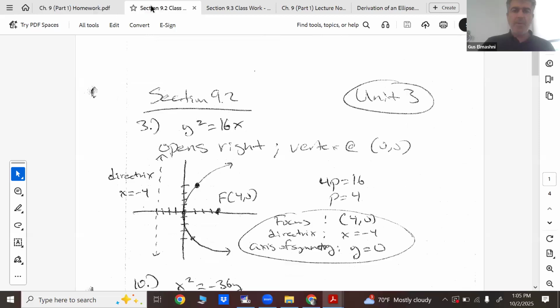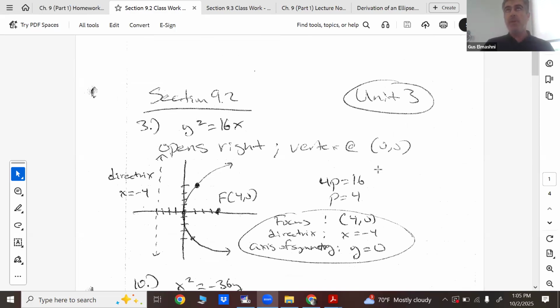Okay, here are the answers for the homework. Number 3 should look like that. And identify what P is. Then that way you can get the focus and directrix. The focus is always inside the parabola. Directrix is behind it. And the orientation obviously is horizontal because y is being squared.